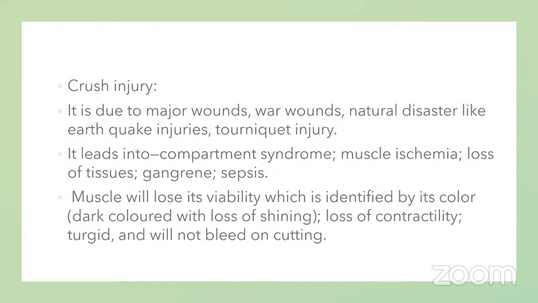Muscle loses viability, which is identified by its color. A dark color with loss of shining. That's how a crush injury is differentiated. Loss of contractility, then the area will be turgid and it will not bleed on cutting. This is how a crush injury will look like.